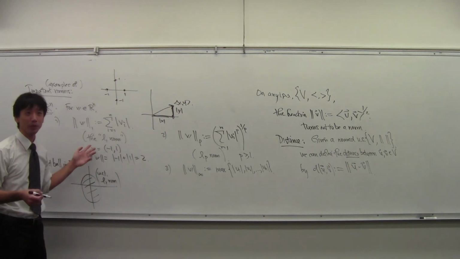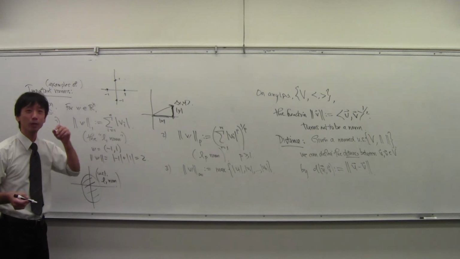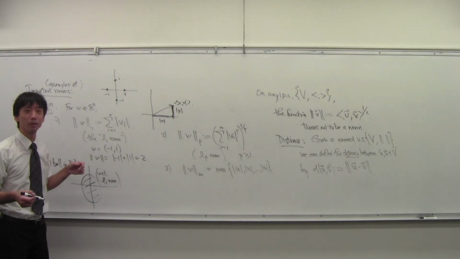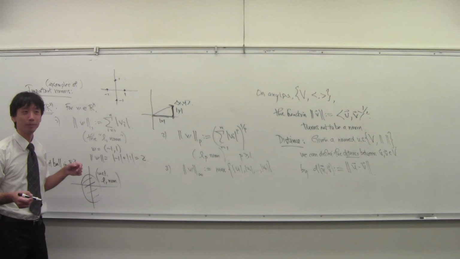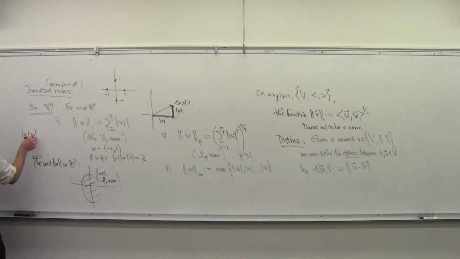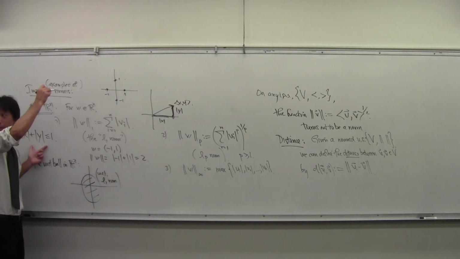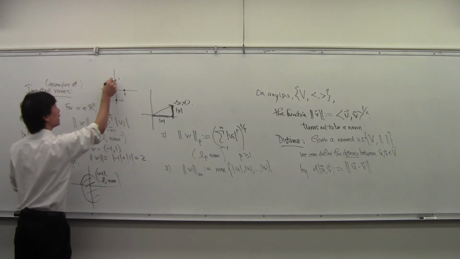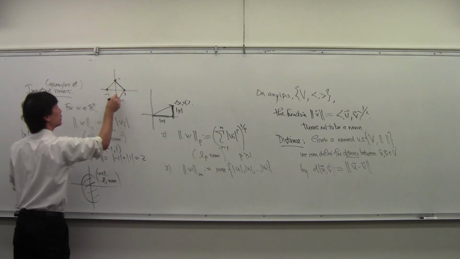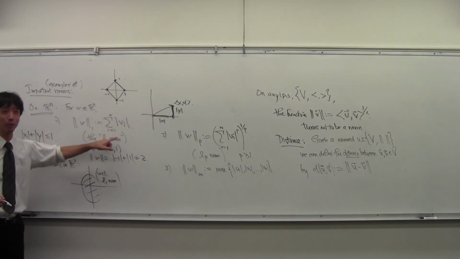Do you see the shape of it? Does anybody see the shape of it? It's going to be a circle. Not a circle. Right? You want the absolute value of x plus the absolute value of y to be less than or equal to 1, right? So what's it going to look like? It'll be a square. It'll be a square. Right? So that's the unit ball with respect to the L1 norm.